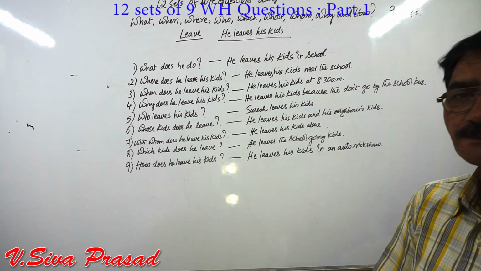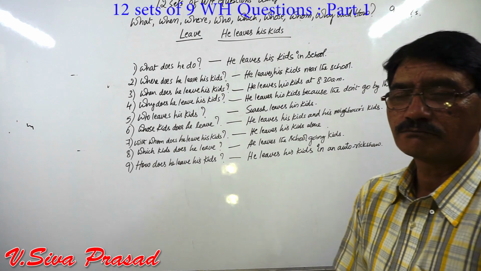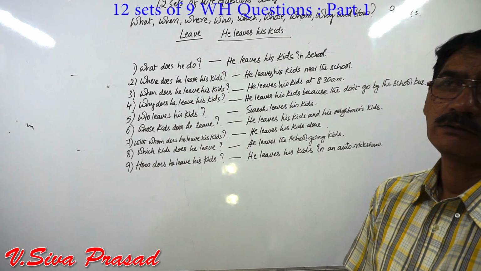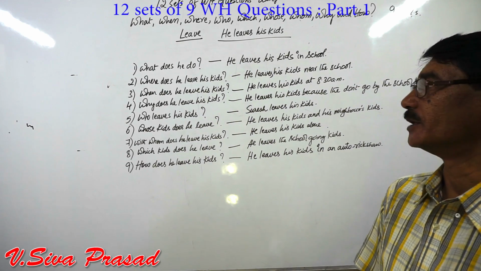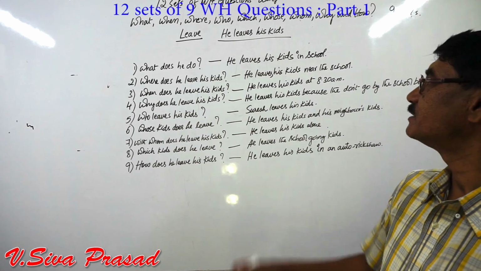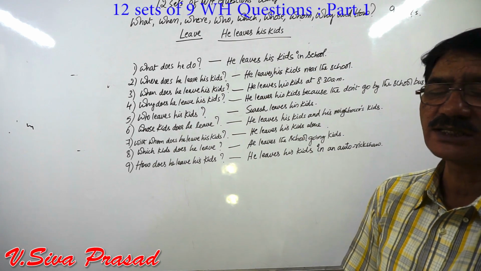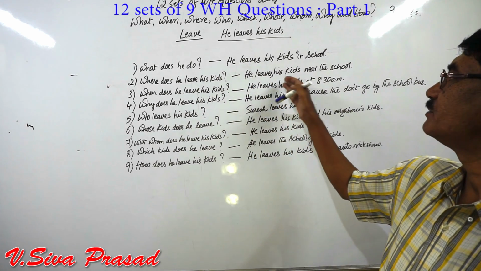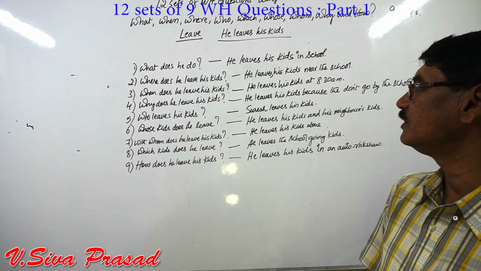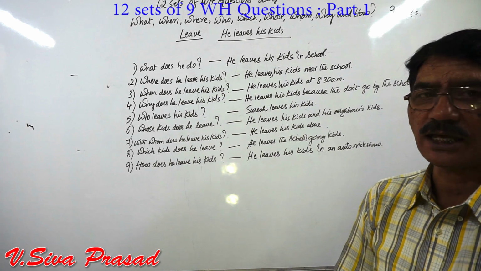Now we are going to the 10th one. What has he been doing? He has been leaving his kids in school. Where has he been leaving his kids? He has been leaving his kids near the school. When has he been leaving his kids? He has been leaving his kids at 8:30 a.m.